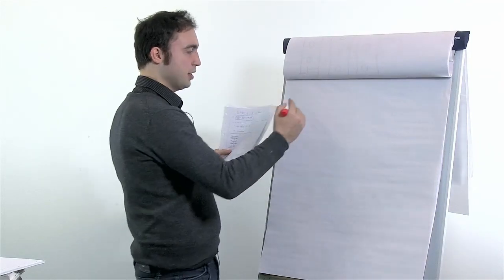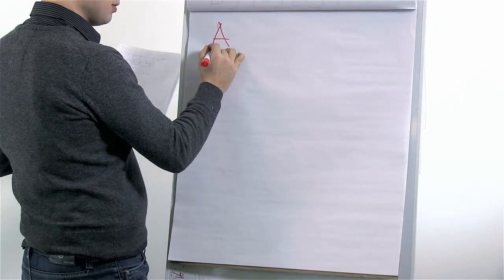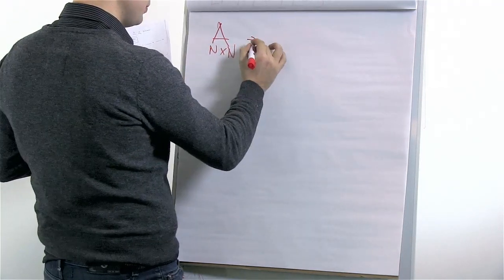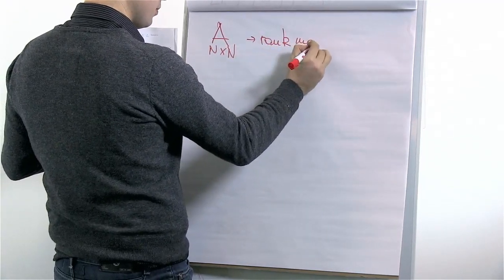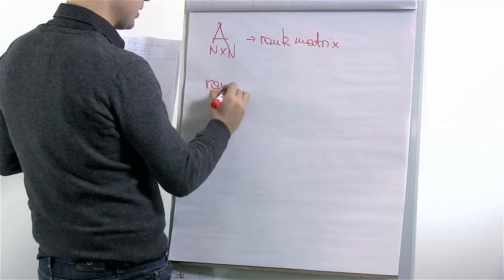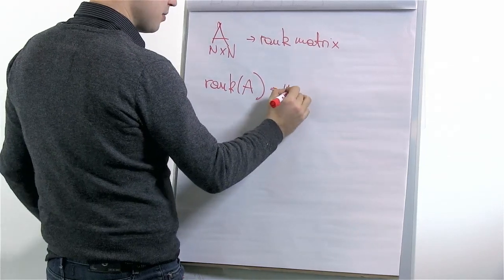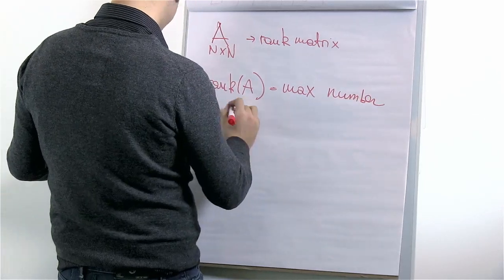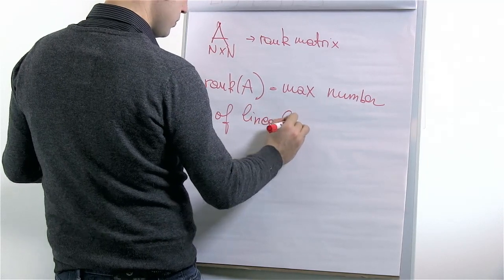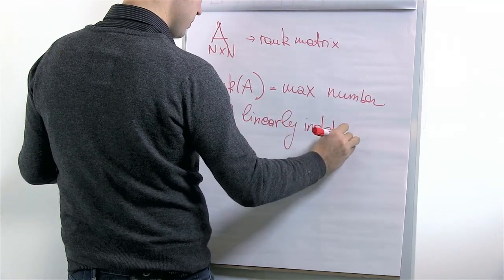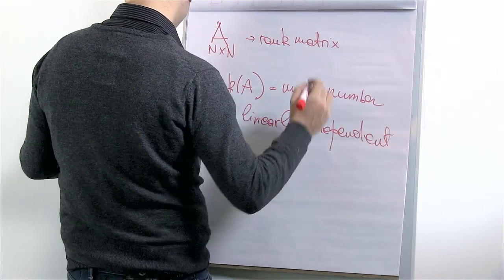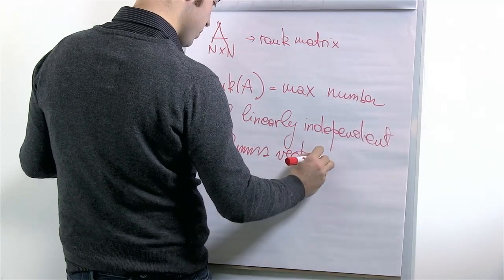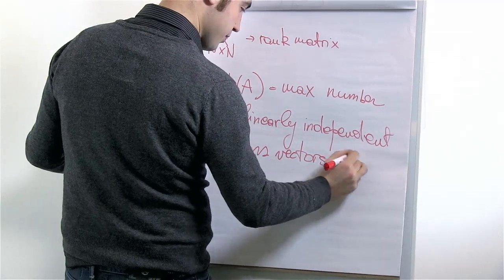Then if A is a matrix, let's suppose that it is m by n for now. Then we say that the rank of a matrix, that we write rank A, is the maximum number of linearly independent column vectors in the matrix.